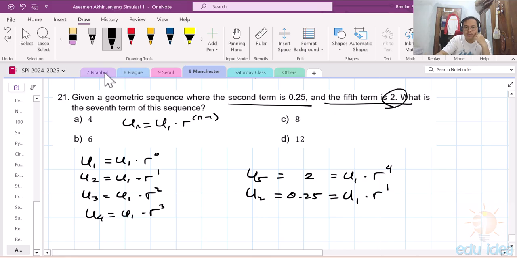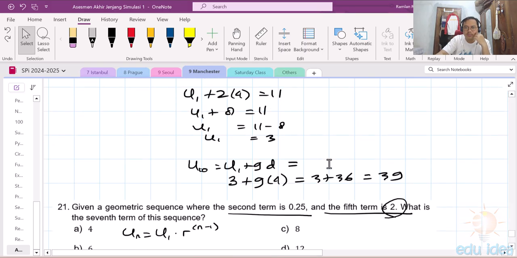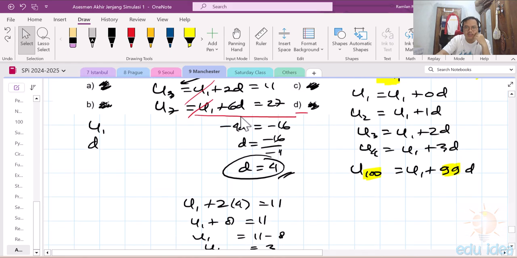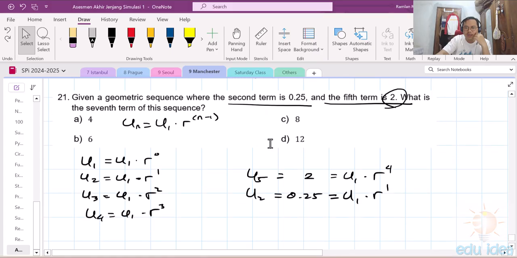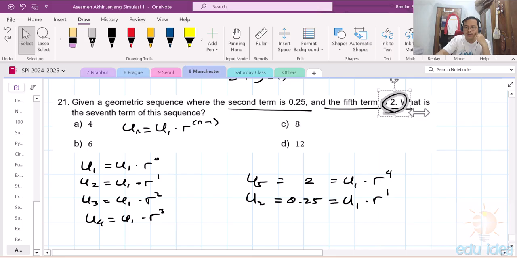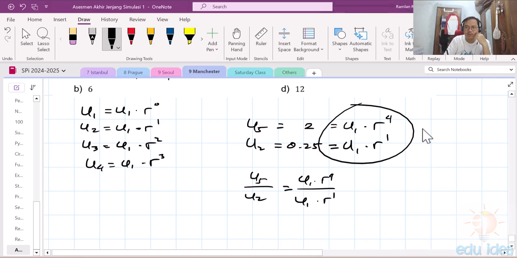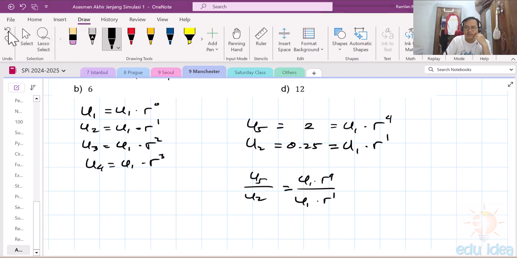So how do we solve for the value of u1 and r to the power 4? So previously here we are using an elimination method, right? Elimination method like this, because we have addition and subtraction. But if you have a multiplication like this, we call it ratio. Again, ratio meaning that you're dividing, right? So we are going to compare that using a fraction. So if I write down u5 over u2, the fifth term divided by the second term, you will get u1 r to the power of 4 over u1 times r to the power of 1, right? So from here, now that is equals to 2 over 0.25.